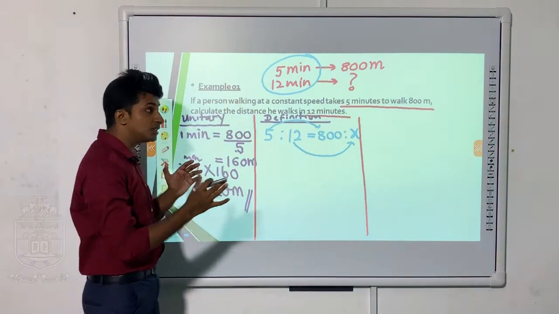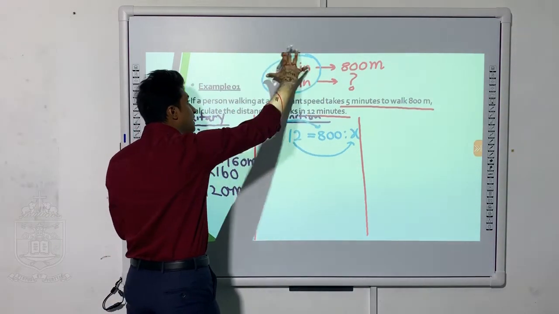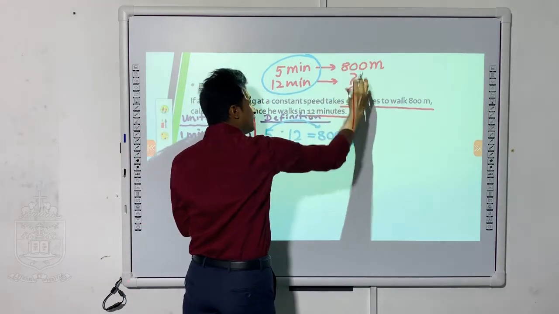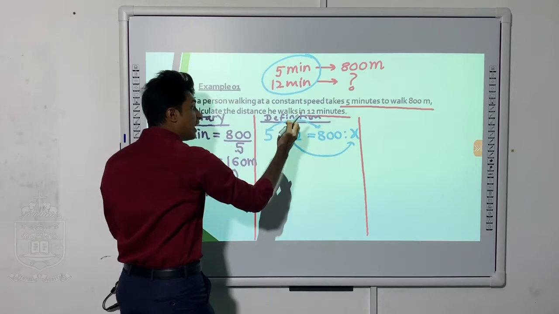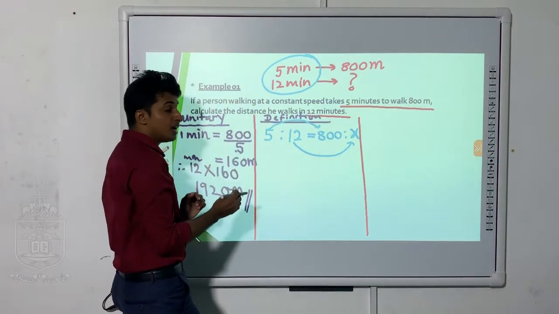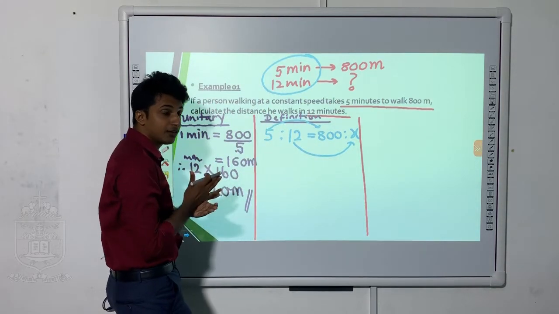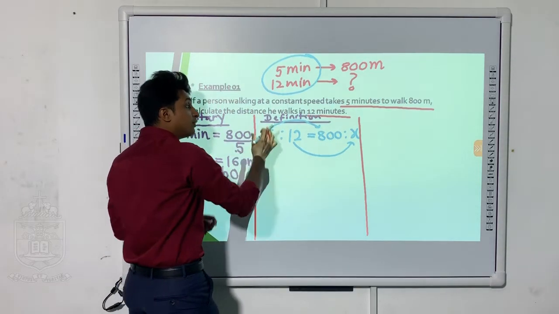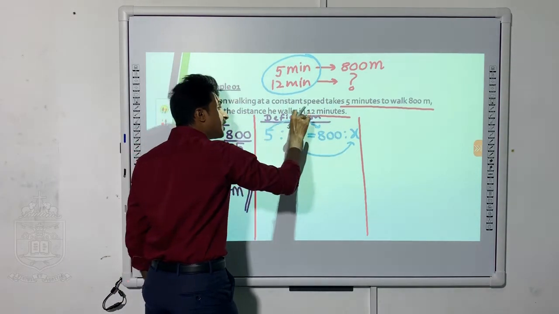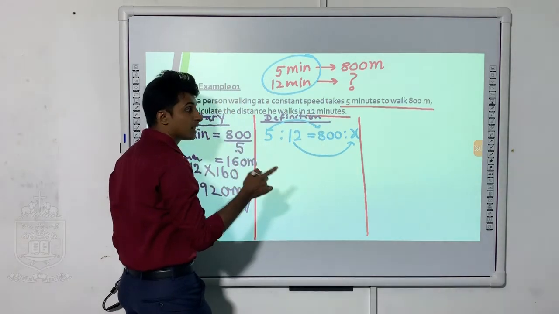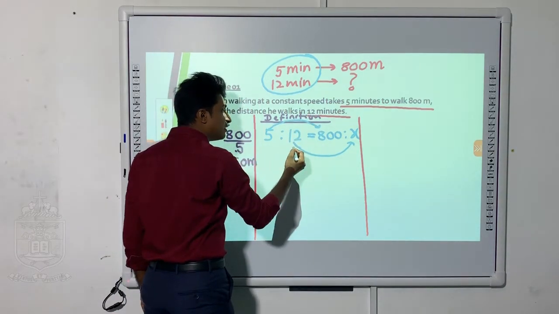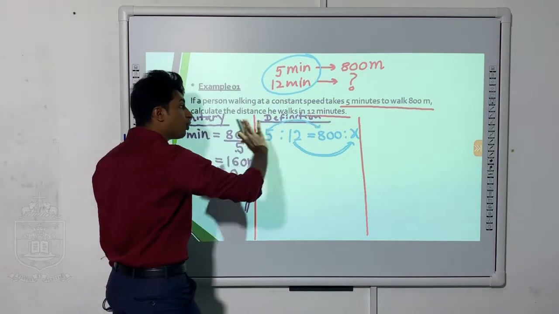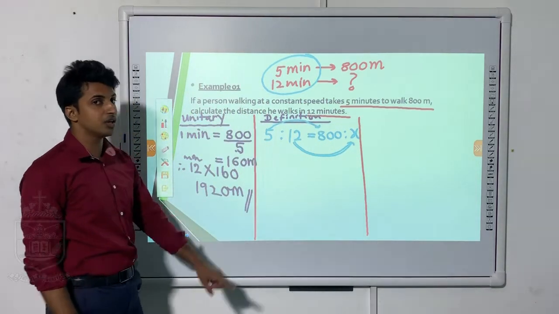So what I have done is take the time side as one ratio and the length side as another ratio, and equate the two ratios. But when you are writing the ratios, be careful. If I have written 5 minutes first, then the length for 5 minutes should be written first. Second, I have written 12 minutes, so for 12 minutes, how much? That order cannot be changed. If you change the order, your answer will be wrong.